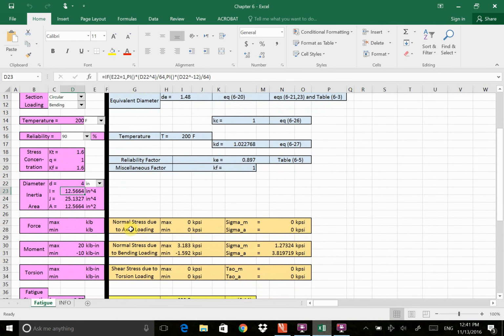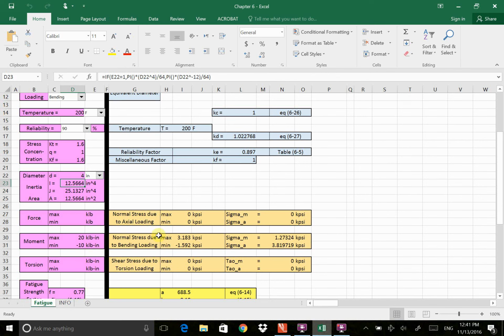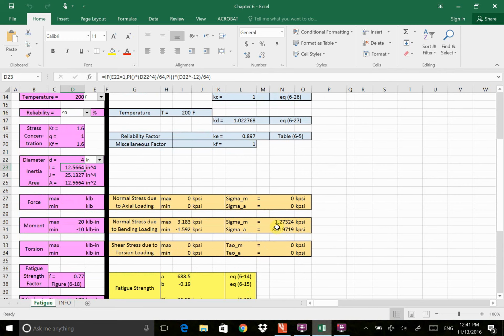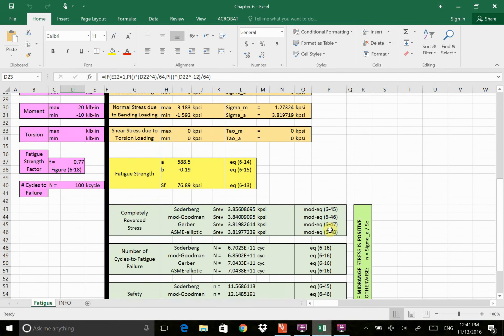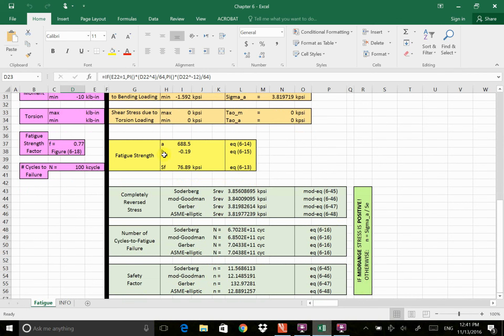Okay, we don't have any axial force, any torsion loading, so these two are 0. Maximum and minimum stresses can be found like this, and mid-range and alternating stresses are these two guys. And because sigma m is positive, we can use those equations when you want to find a factor of safety. So we're going to use A and B based on these two equations that I already told you, f SUT to the power of 2 over SE for A, and minus 1 over 3 log of f SUT over SE for this one. So we can find SF based on 100 kilocycle.